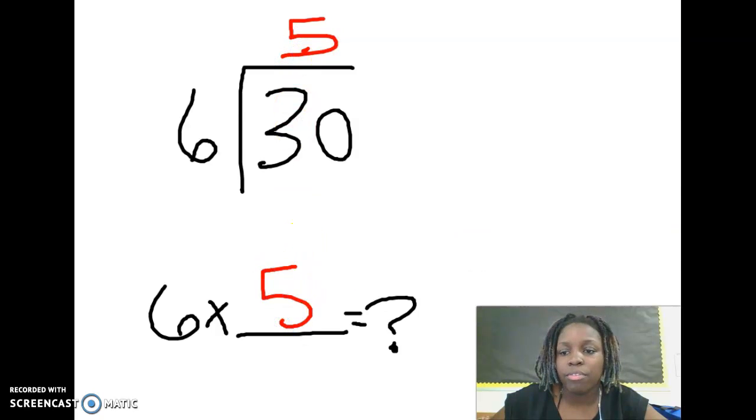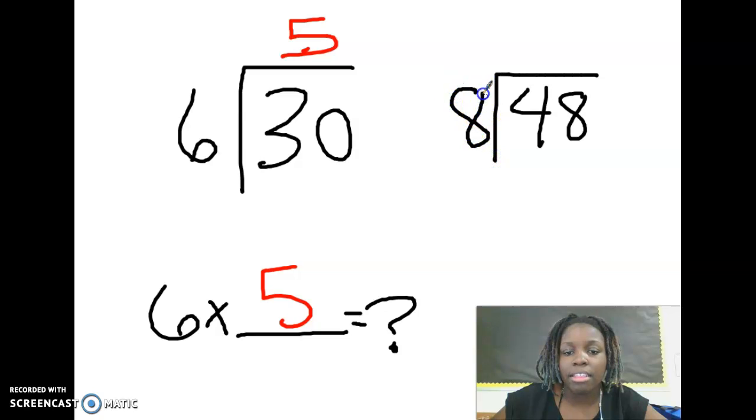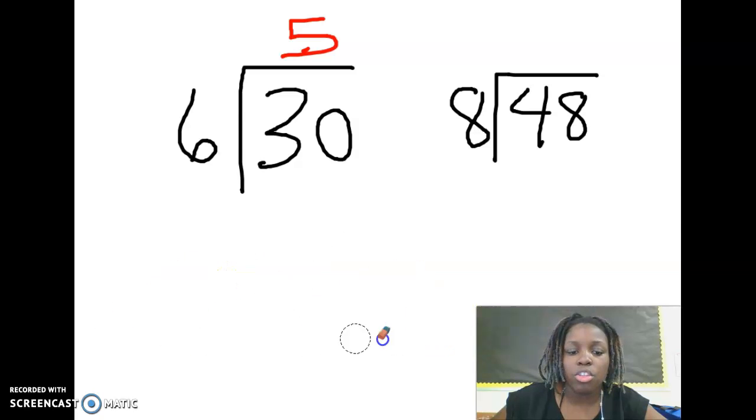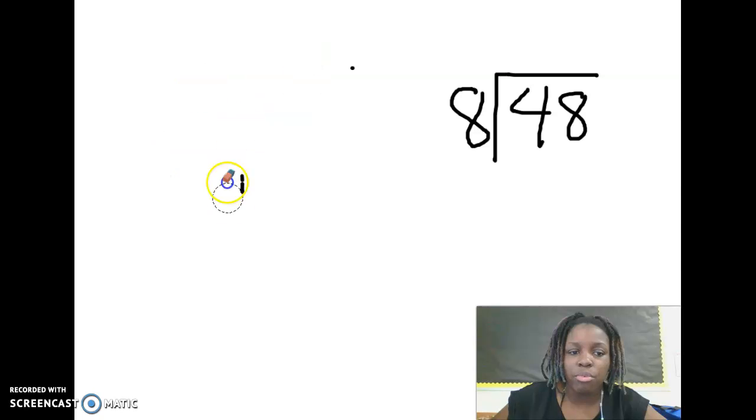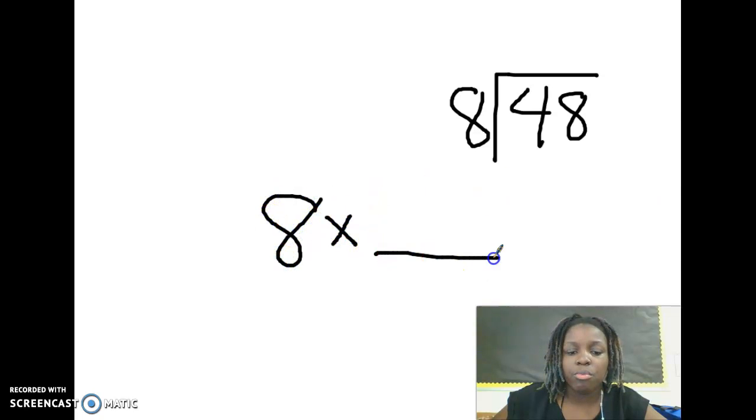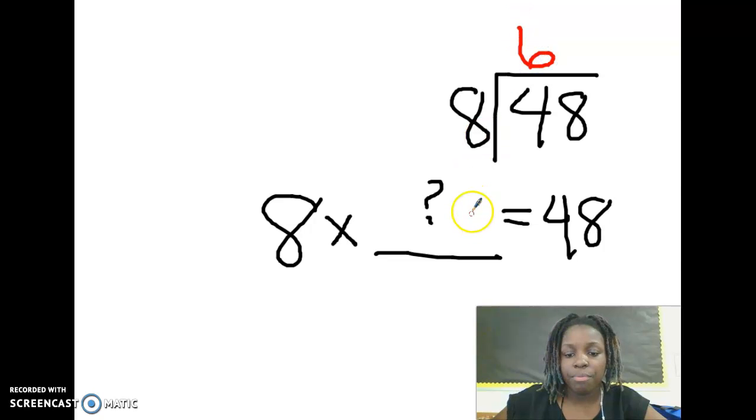All right, what if I have 48 divided by 8? What is 48 divided by 8? Or you can flip it and figure out what is the multiplication problem that I need to figure out. 8 times what equals 48? Great, 6. So 6 would be your answer. All right, so that's what we're doing here. We're going to make sure we know how to divide simply, all right?